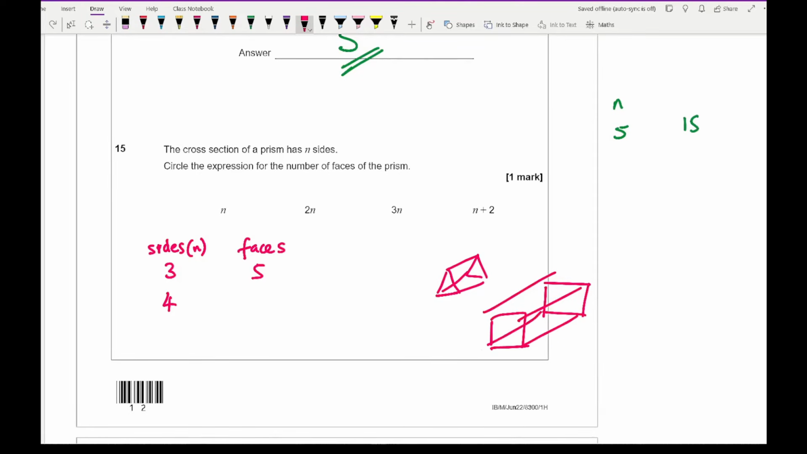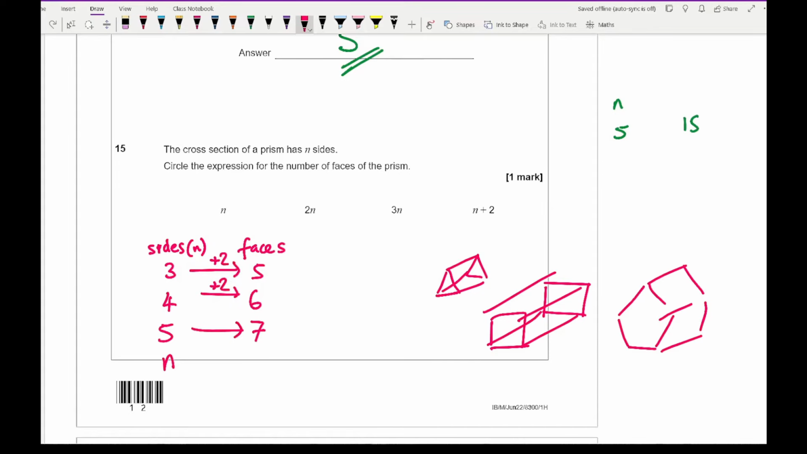Like so. And then count the number of faces, and that's going to have 6. Then do a pentagon one and count the number of faces, that's going to have 7. And then it's just a case of looking at the link. So how to get from this number to that number? Well, I need to add 2. So if I've got n number of sides, I need to add 2, so that's going to be n plus 2, which is our 4th option.